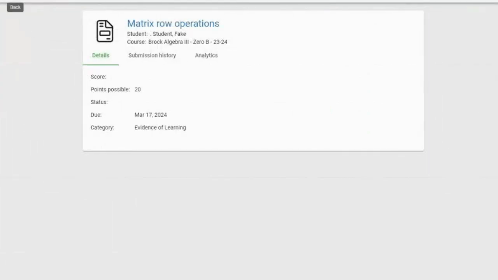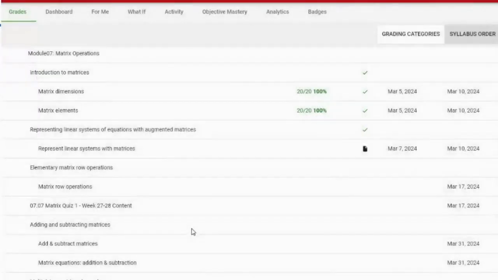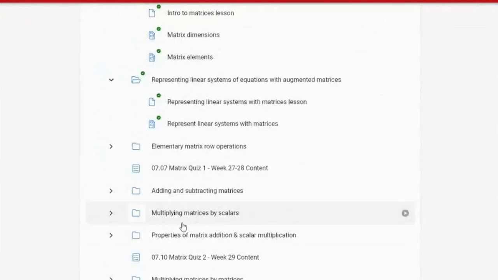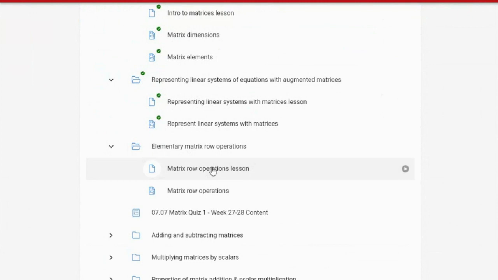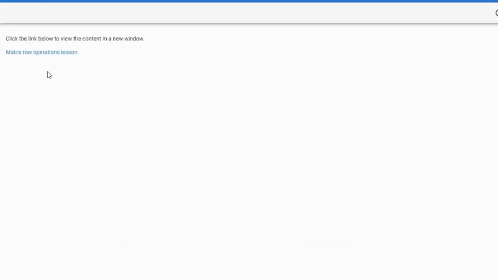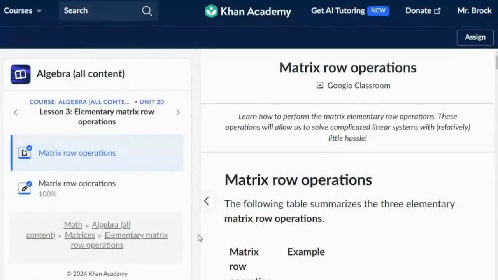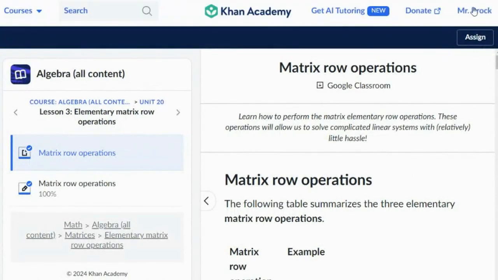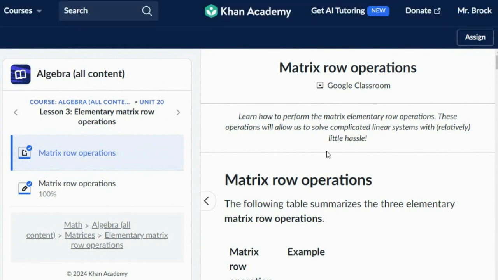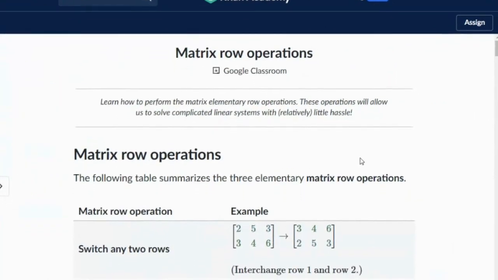When you click on, oops, I've got to go back to activities. If I go to, let's see, matrix row operations right there. So let's look at that lesson and then we'll take a look at the assignment and all that. Make sure you're logged in when you get here. It should have your name up in the corner when you get to Khan Academy. So if you're not logged in, log in. It will help keep track of everything you've done in here as well if you forget to copy and paste something. All right, let's look at matrix row operations.